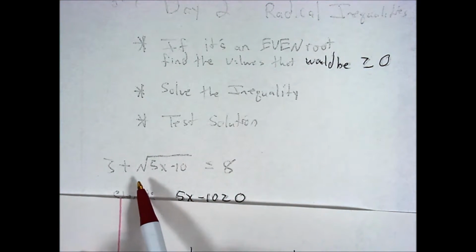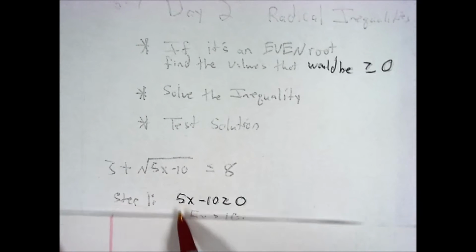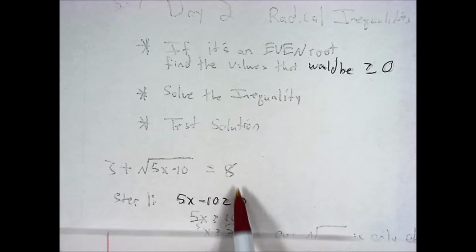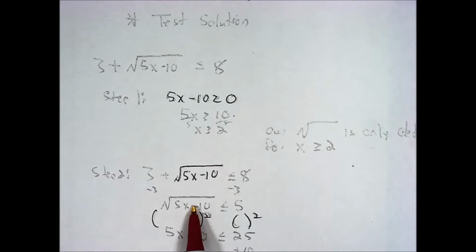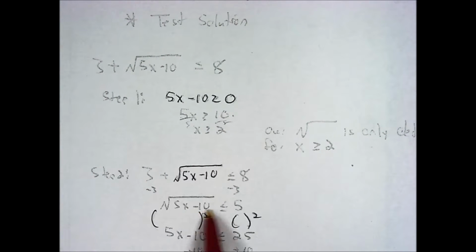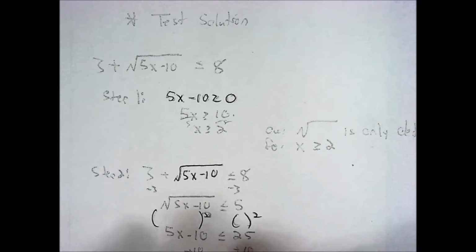Back to my original inequality. 3 plus the square root of 5x minus 10, is that going to be less than or equal to 8? Or I'm just going to move that 3 over and go from this step right here. The square root of 5x minus 10, is that less than or equal to 5?